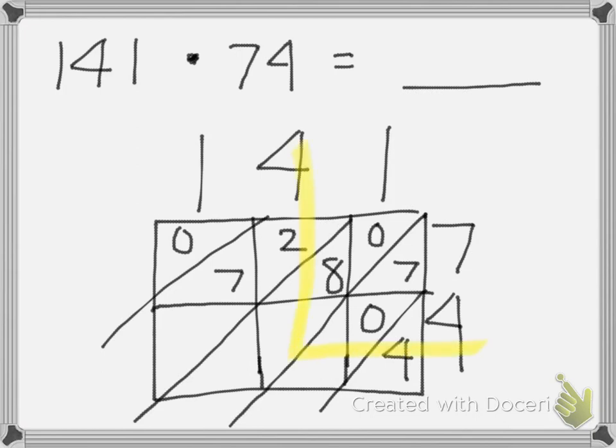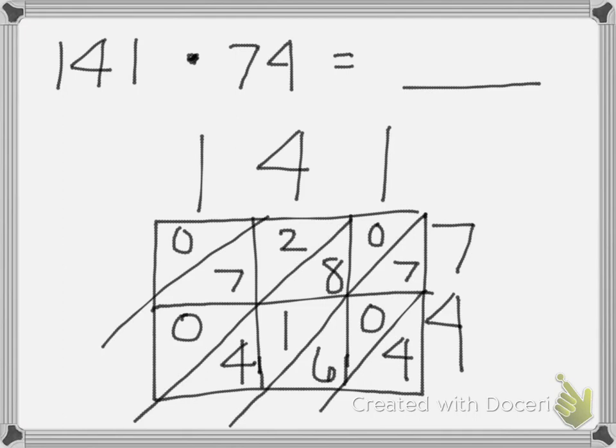4 times 4, 16. And then 1 times 4 is 4. Now I made one mistake. I need to really check my work here.